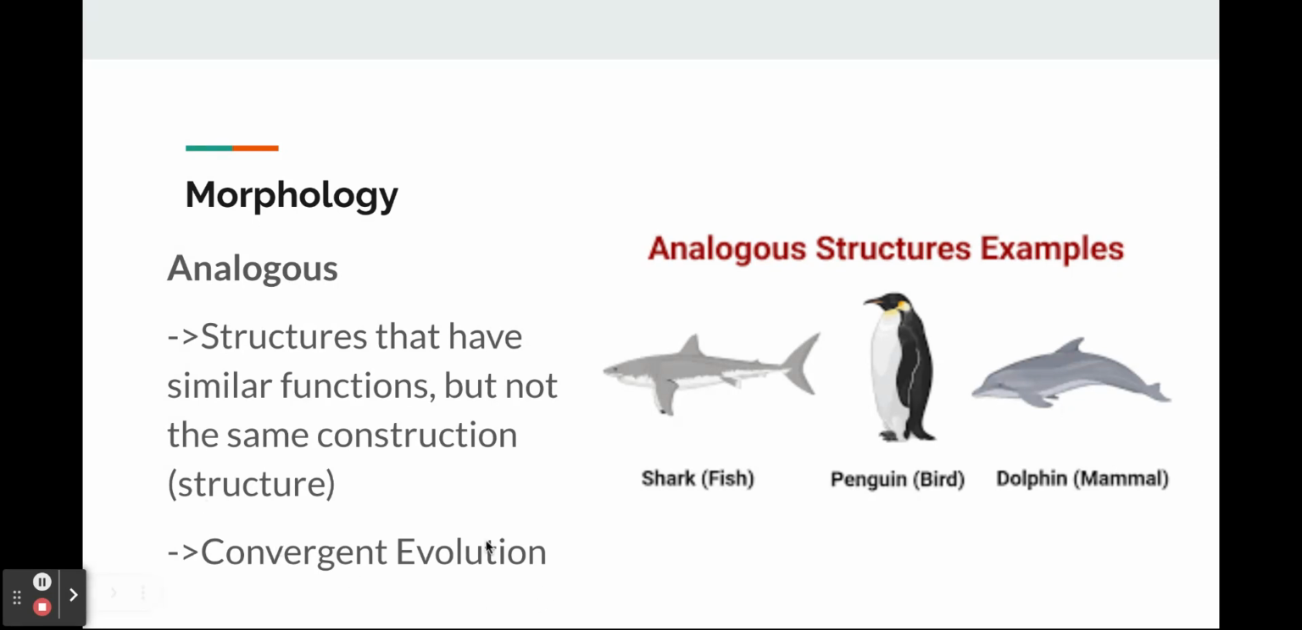Then analogous structures are structures that have the same functions, but different structures or different construction. So this is convergent evolution. We have a fin of a shark, a fin of a penguin, and a fin of a dolphin, right? They are all structured differently, but they are all fins. They all help swim, right? So they have the same function, but different structure.